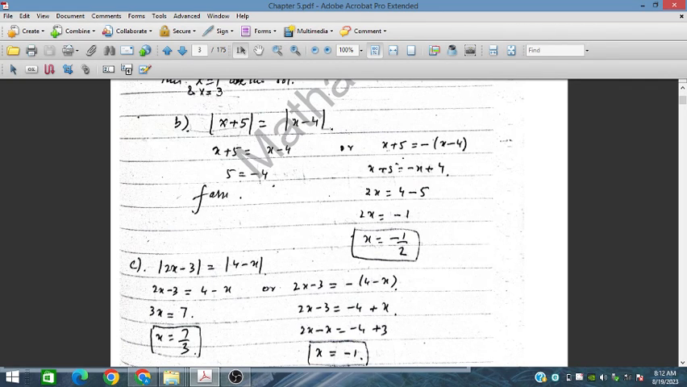And from the other side, x + 5 is equal to -(x - 4). And on simplification, we have obtained x is equal to -1/2. So this is x = -1/2. So we'll plot this x + 5 and x - 4 on the graph.